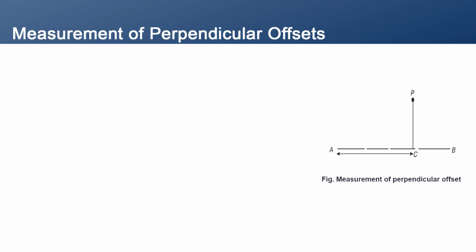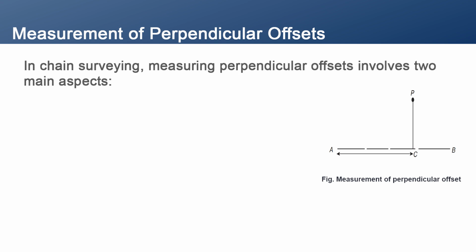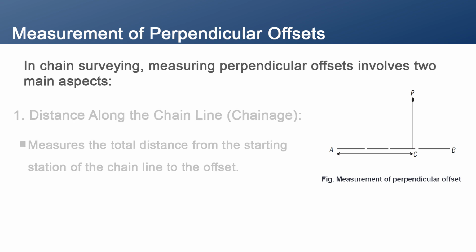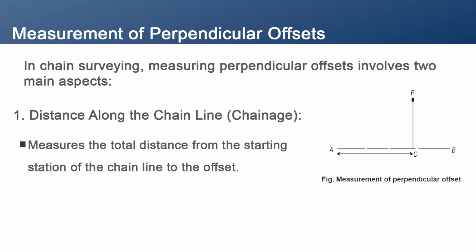Let us understand the measurement of perpendicular offset a bit more. When you are taking an offset, you have two key measurements to see. First is the distance along the chain line. This is basically how far along your chain line you have gone from your starting point to the foot of the offset. We call this the chainage.